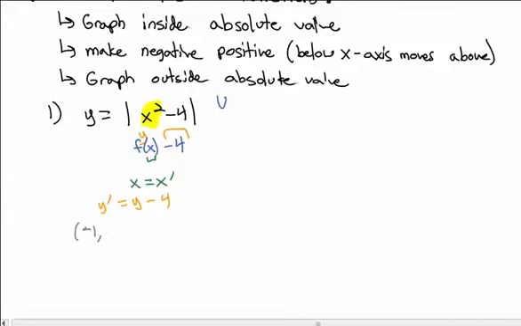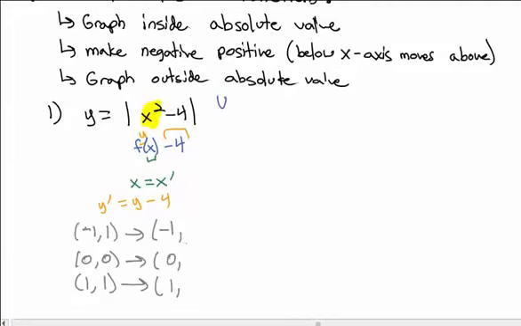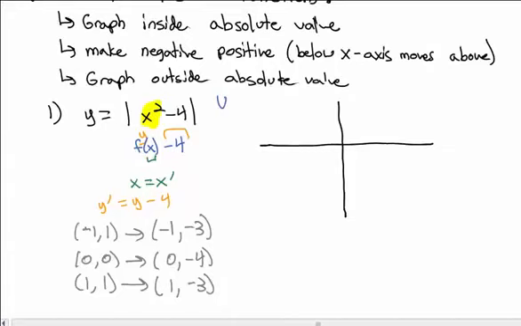With the quadratic, the key points are negative 1, 1, 0, 0, and 1, 1. We said we were going to keep the x's the same, x equals x prime, so negative 1, 0, and 1. The y's we said we were going to subtract 4 from. 1 minus 4 is negative 3, 0 minus 4 is negative 4, and 1 minus 4 is negative 3. So then we draw our preliminary graph that reflects these points.